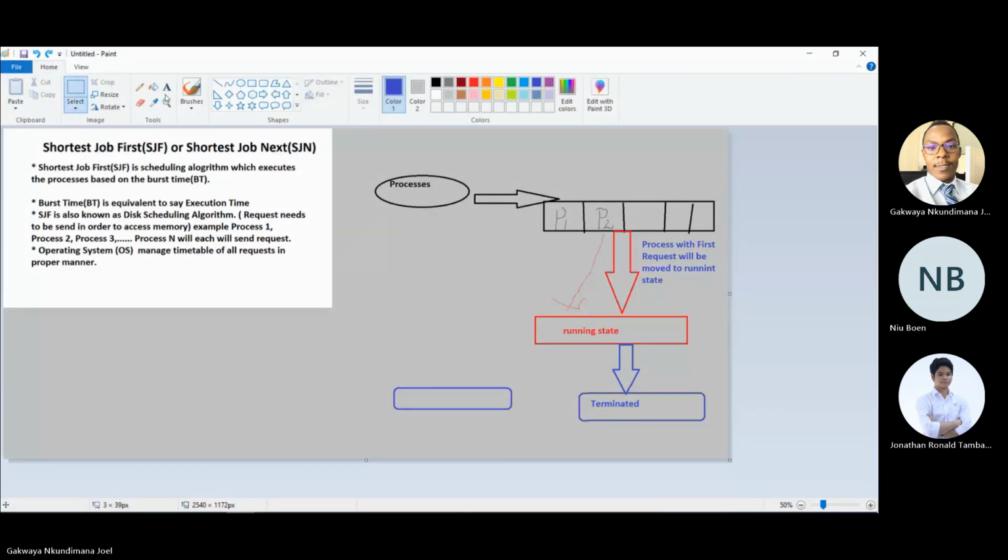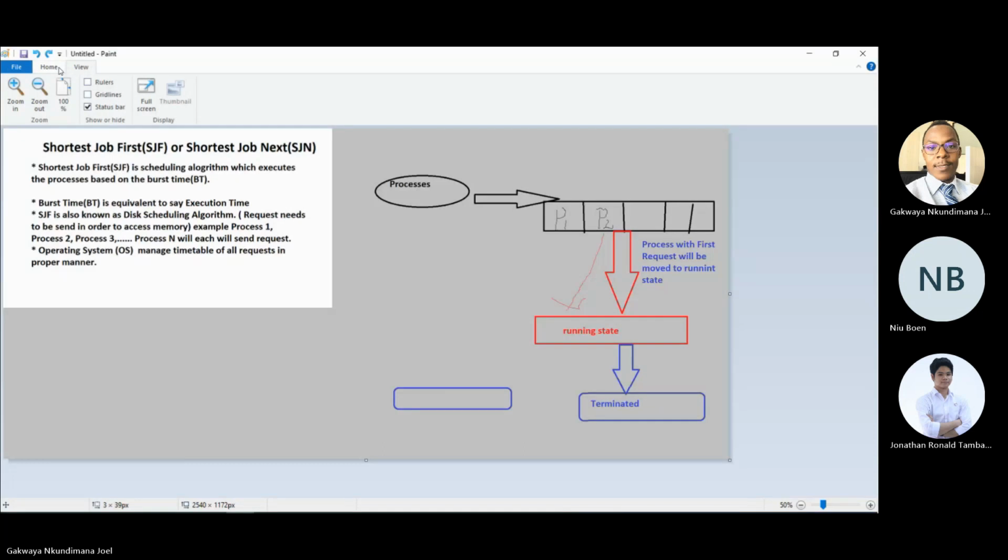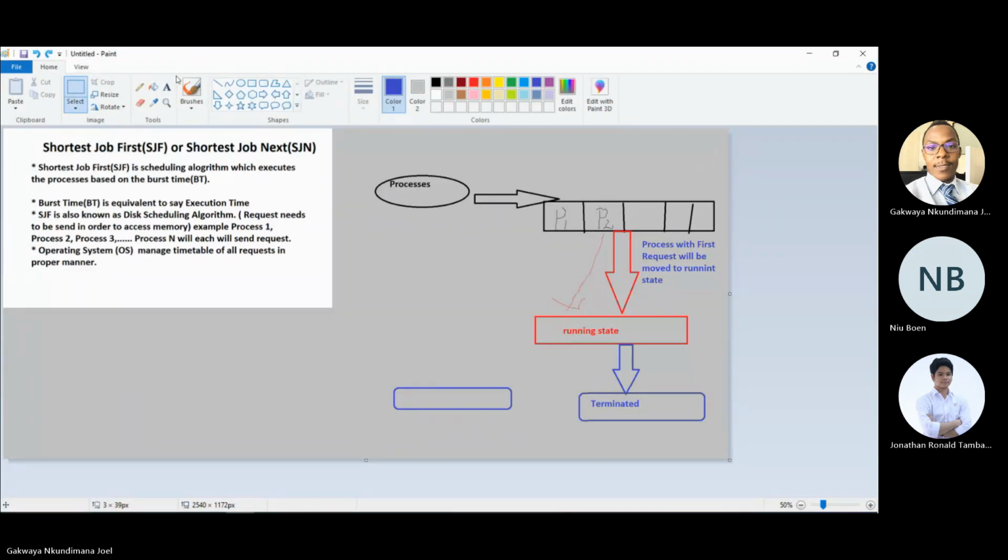Where is the move? Where's my move? Then use that one to crop and then you can move. Oh, I crop and move. Yes. Very complicated.